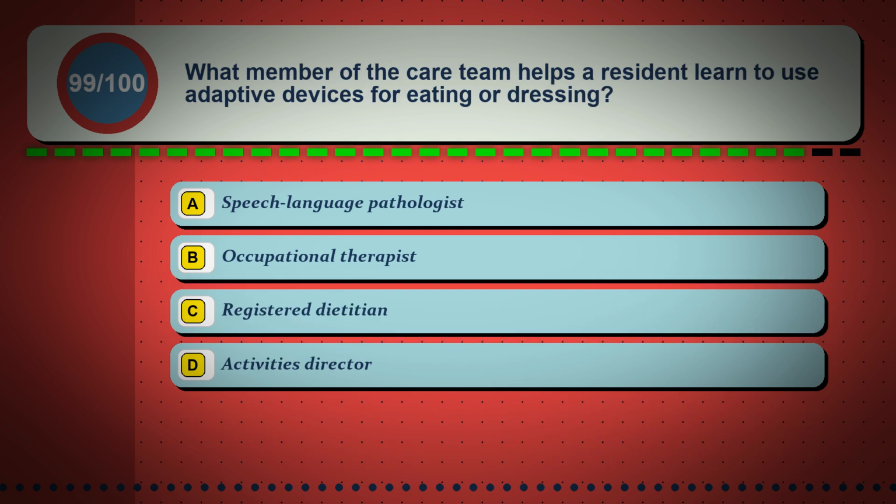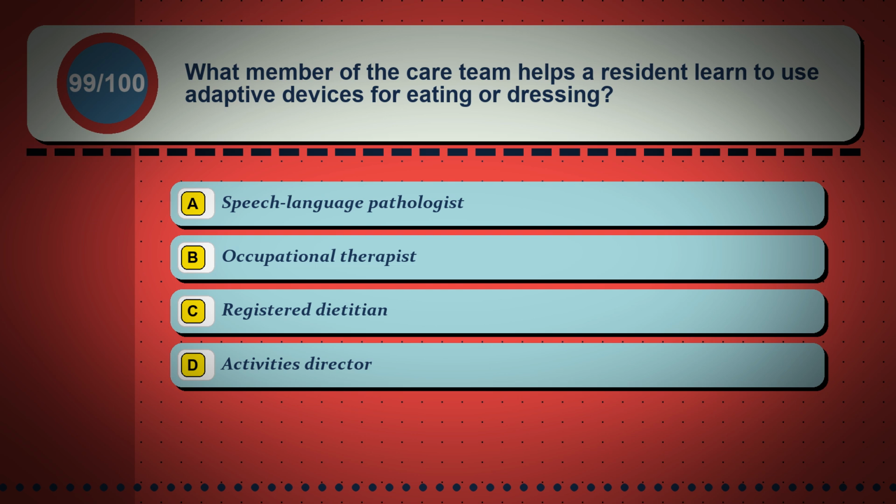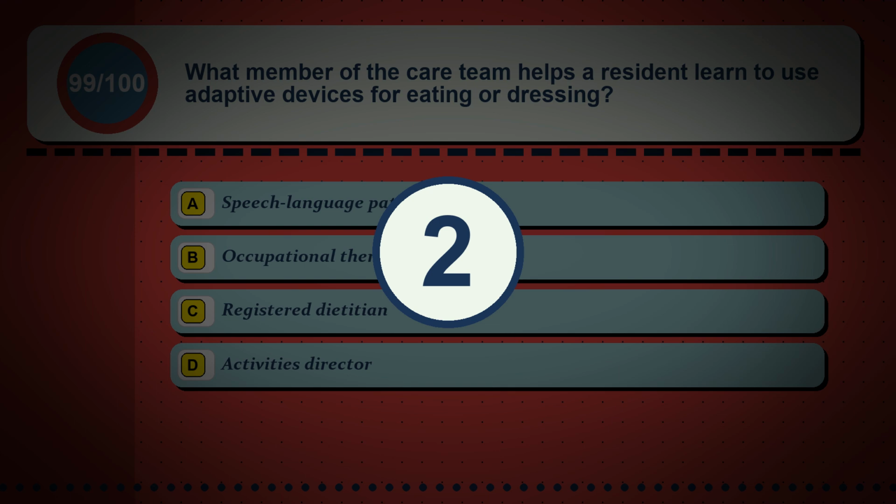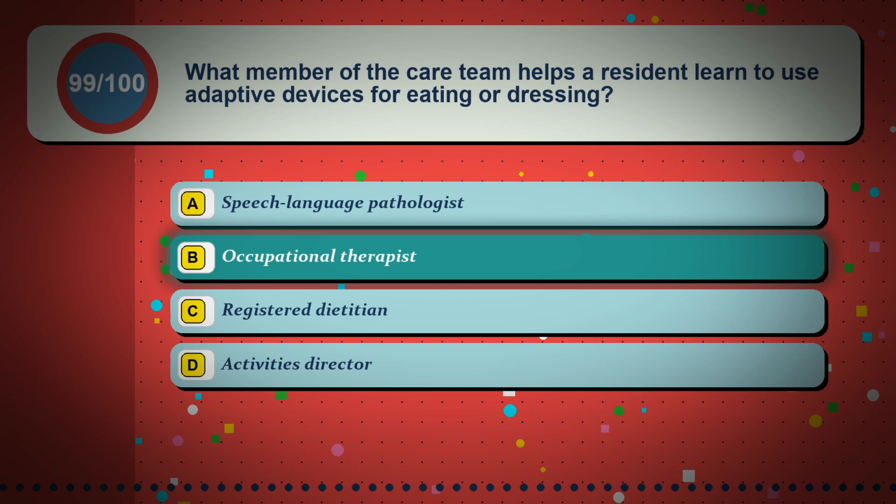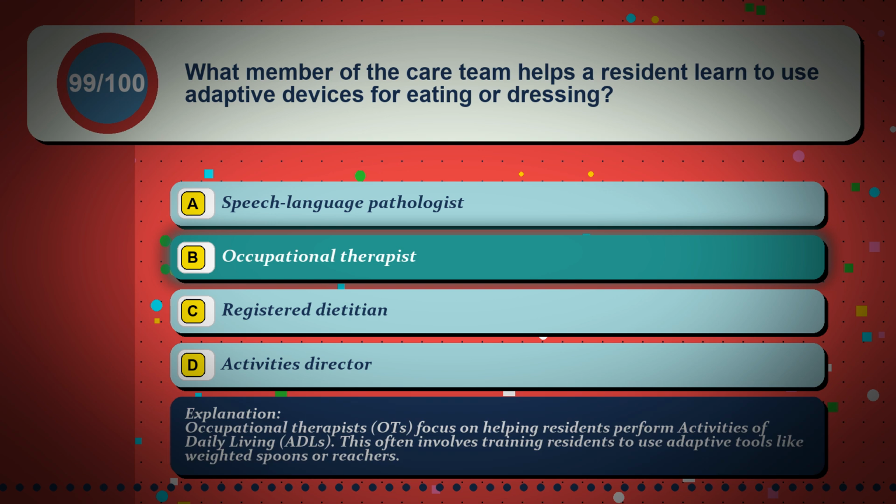Question 99. What member of the care team helps a resident learn to use adaptive devices for eating or dressing? Option A, a speech-language pathologist. Option B, occupational therapist. Option C, registered dietitian. Option D, activities director. The correct answer is option B, occupational therapist. Occupational therapists, OTs, focus on helping residents perform activities of daily living, ADLs. This often involves training residents to use adaptive tools like weighted spoons or reachers.